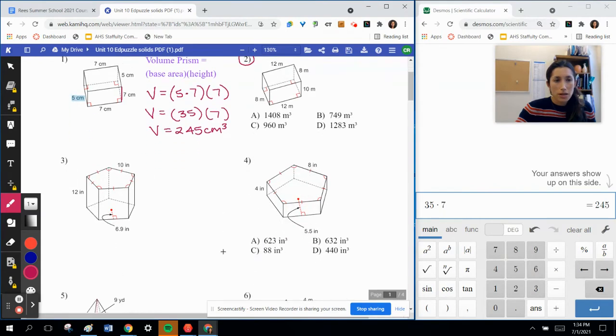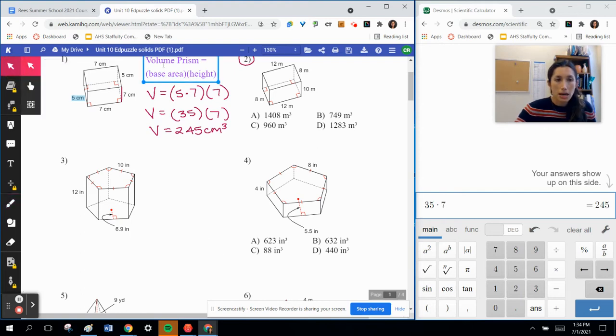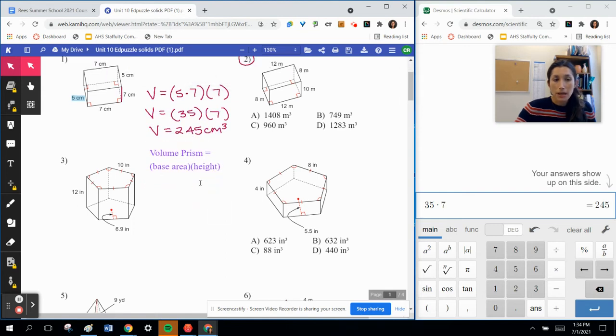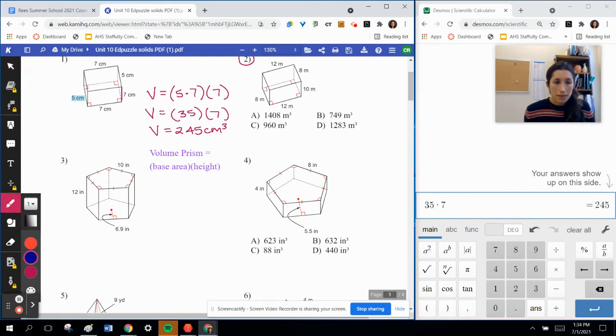All right, on to question 3. This is still a prism, so we are solving for the volume of that prism. So we want to know the base area times the height. I'm just going to take this formula, bring it down here. It still applies. The only difference now is that our base is a pentagon, and it is a regular pentagon. This right here is the base. And we know it's regular because there's all these congruent marks here to show that they are equal to each other. So those sides are all 10.